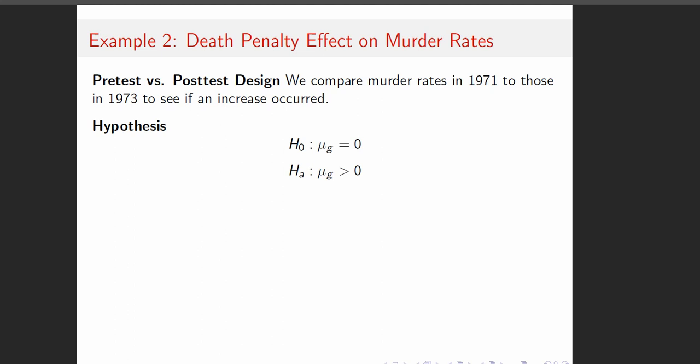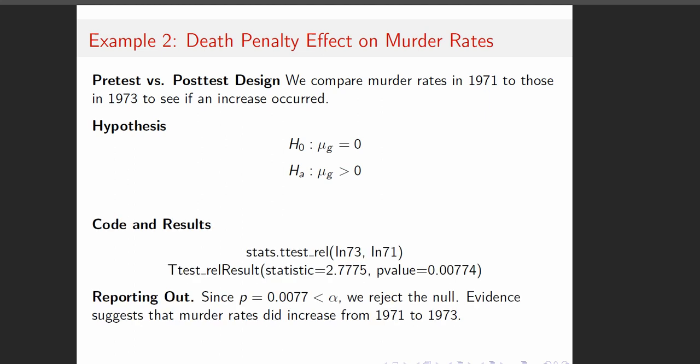And so the question is, well, some people, and I don't want to get into a big political debate, but some people say, hey, maybe the death penalty is a deterrent. And if it's a deterrent and it went away, then maybe there was an increase. Maybe the murder rates increased because the deterrent went away in 1972. So can we compare the 1971 numbers to the 1973 numbers? Okay, well, maybe we can.